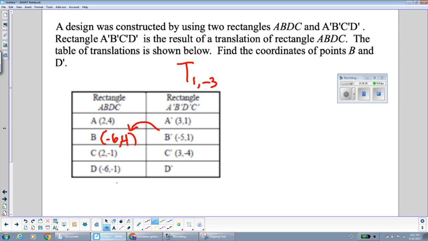Okay, now here we're going from D to D prime, so we're applying the translation. So I'm going to add 1 to the x coordinate, so that gets less negative. And I'm going to subtract 3 from the y coordinate. -1 minus 3 is -4.